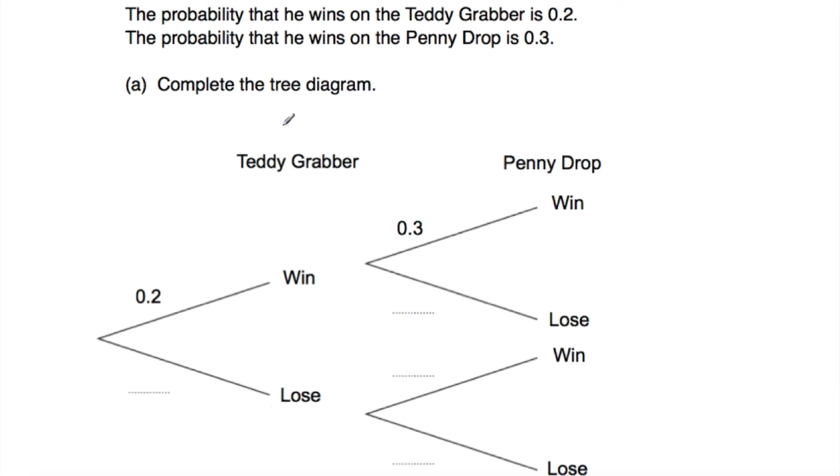The probability that he wins on the teddy grabber is 0.2, so that one's been done for us. The probability that he loses on the teddy grabber will be 0.8, because those two probabilities have to add together to be 1. In terms of the penny drop, the probability that he wins is 0.3, and the probabilities have to add together to be 1. So 1 take away 0.3 is 0.7. So he wins on the penny drop with 0.3 and loses with 0.7. So we've completed the tree diagram.